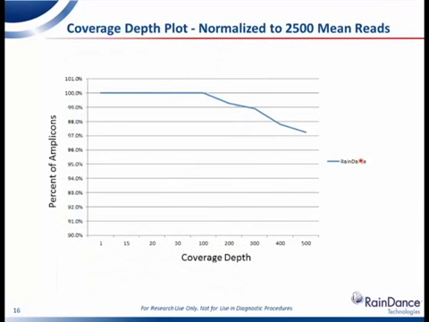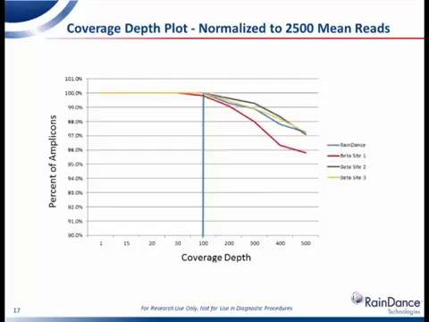The data can also be shown graphically. This slide shows the coverage plot generated by the Myeloid panel at different coverage depths, averaged over 16 samples, going from 1x coverage all the way to 500x coverage. This slide shows the percentage of samples with coverage at 100x. The Myeloid panel consistently achieves 100x coverage for 100% of the amplicons and 95% of the amplicons at a coverage of 500x when the data is normalized to 2,500 mean reads.